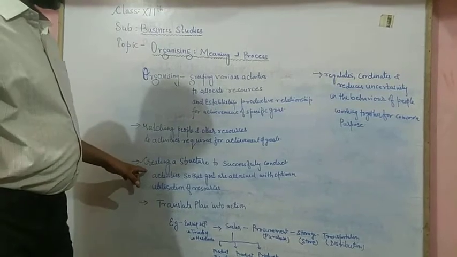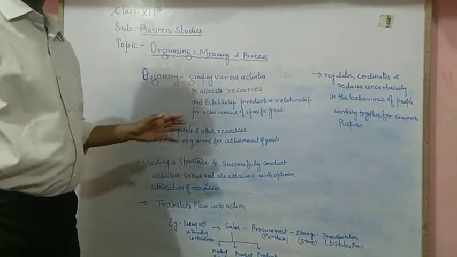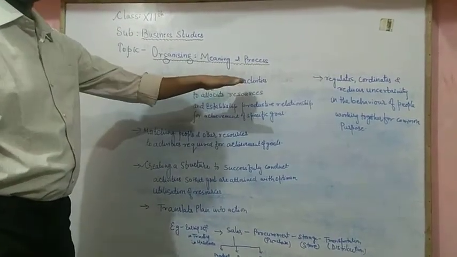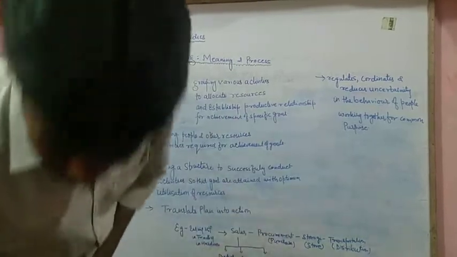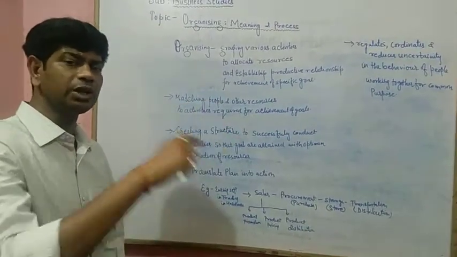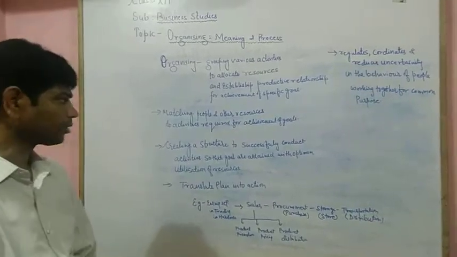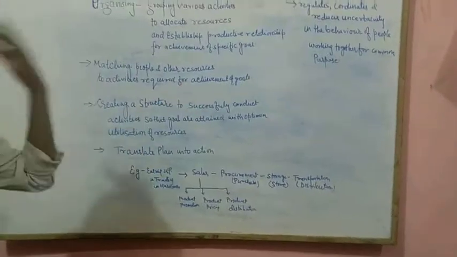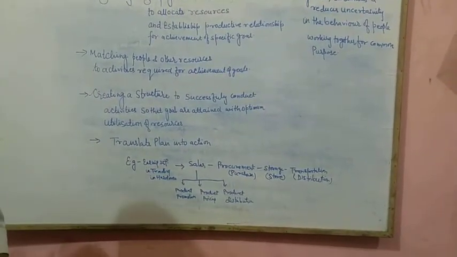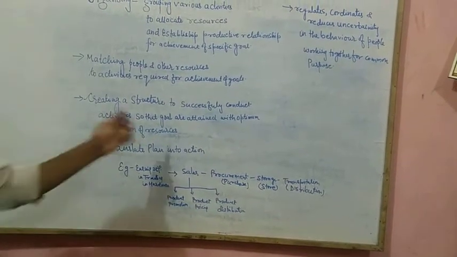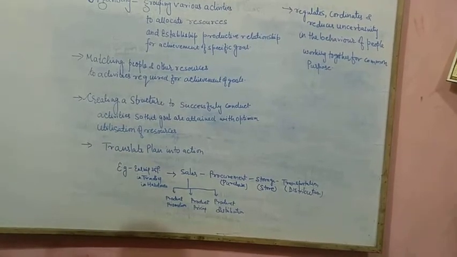Then this matching takes place only by the activity of organizing. When we group the activities that are to be performed by different groups, we basically create a structure within which each individual or each group has to perform. So this structure is necessary for conducting the activities so that the goals are attained, and it must ensure optimum utilization of resources.